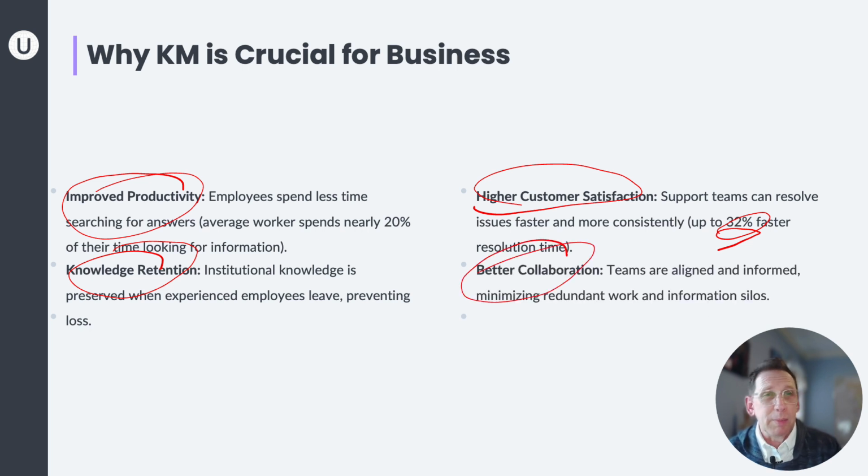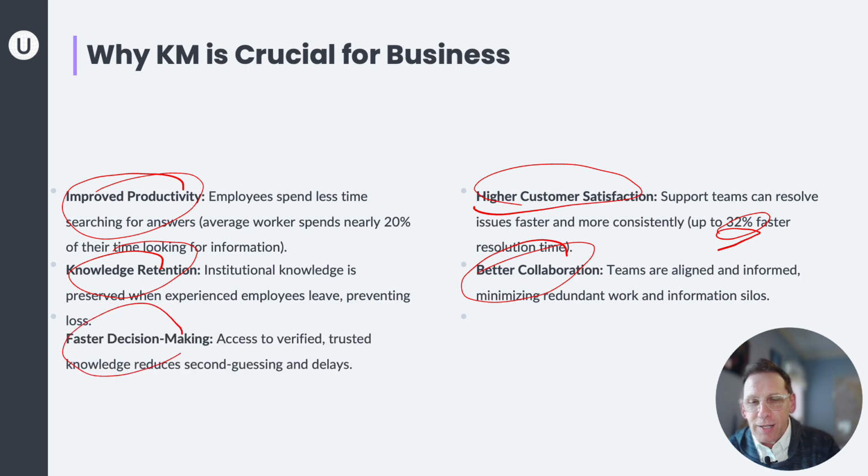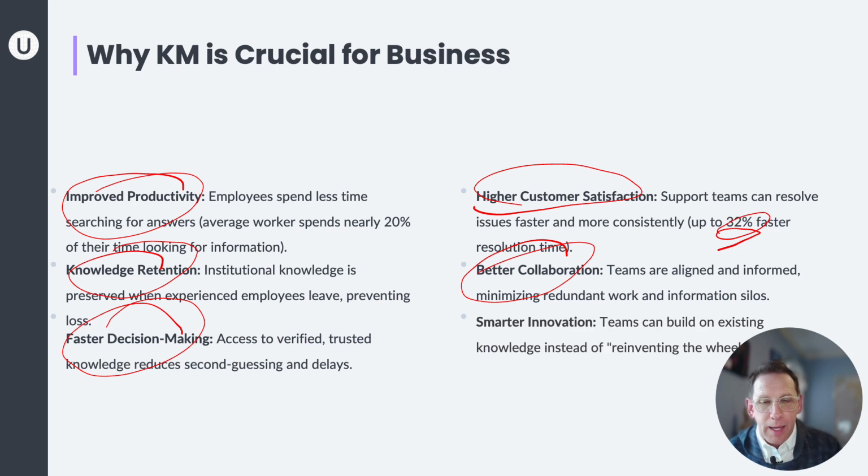Better collaboration because teams are aligned, they're informed. It minimizes redundant work and those information silos where it's all just kept in one place. Faster decision making. Access to that verified, trusted knowledge reduces second guessing and delays. And smarter innovation because teams can build upon the existing knowledge instead of having to reinvent the wheel and build it from scratch all over again.